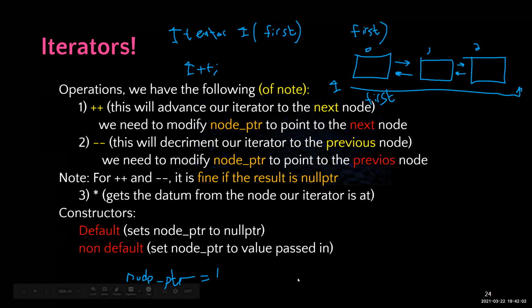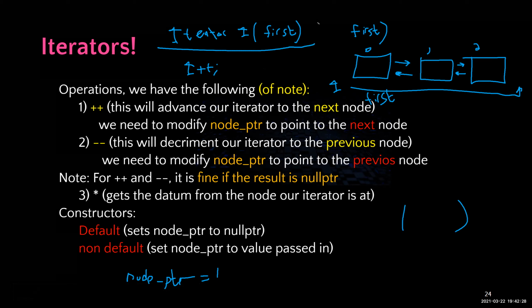Go ahead, Avi. So how do you define the iterator? Do you just do like iterator I is equal to node pointer or something like that? Yeah, we just say iterator I, put parentheses like this, and then we'd pass in some node. Or we can just say iterator I, and that'll make it point to null pointer. So you pass in, for example, the first node. Would that just be node pointer or something? Yeah, so like right here, I can just say iterator I first, like this, and I'll define an iterator that points to first.